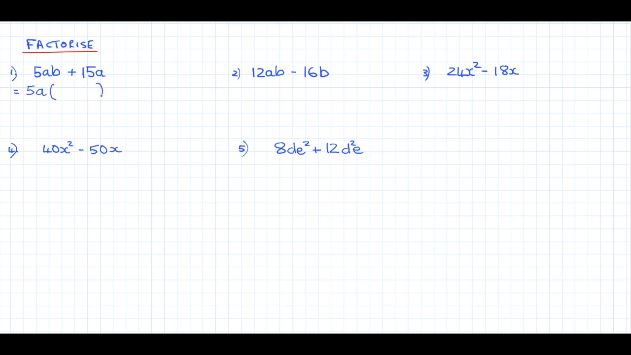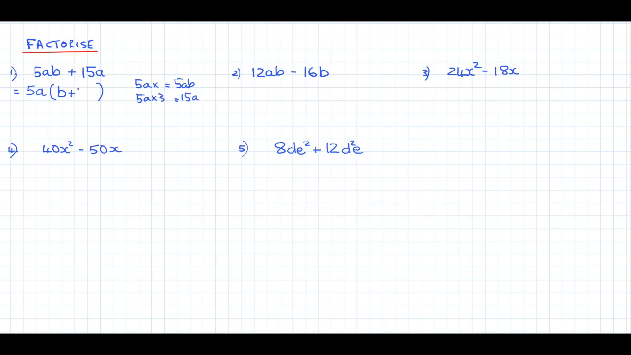Then the next thing we've got to decide is what goes inside the bracket. Remember, what we have outside the bracket multiplies each term inside the bracket. So we've got 5A times what would give us 5AB. So it would be B. In there it would be B. Plus 5A times what? 5A times what would give me 15A? And it would be 3.